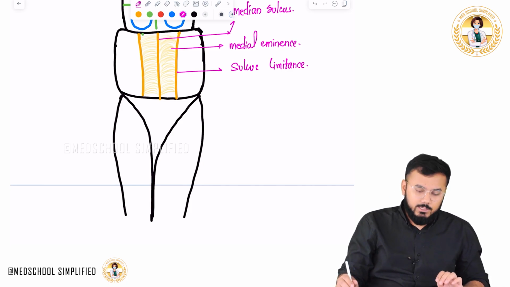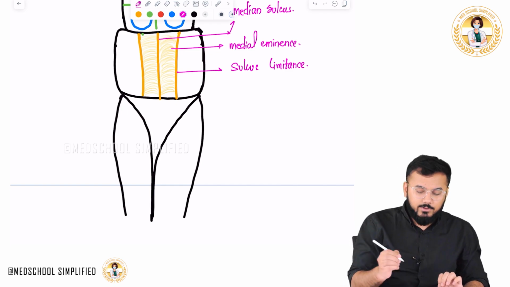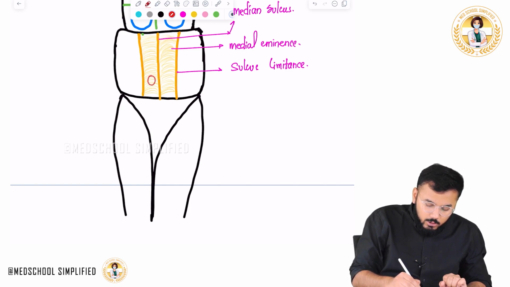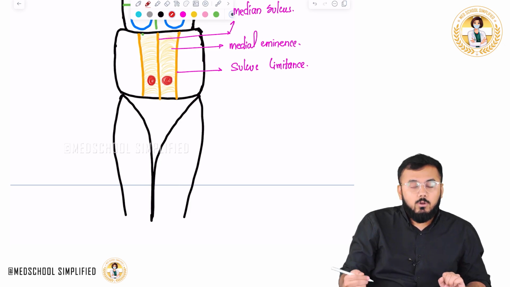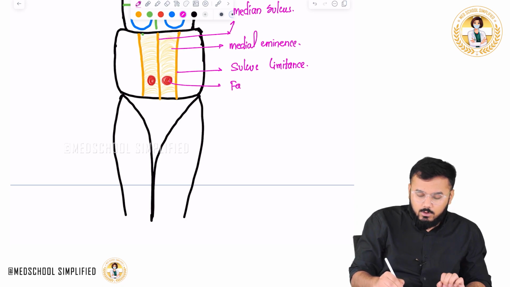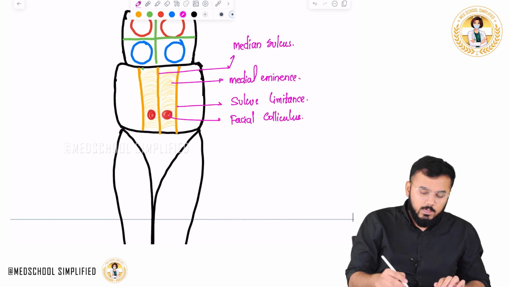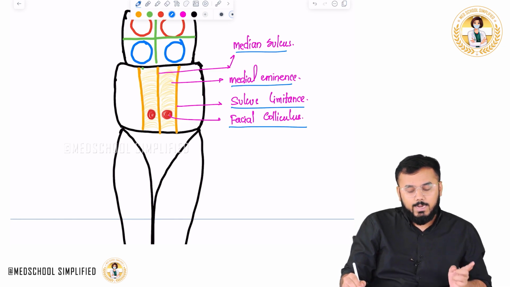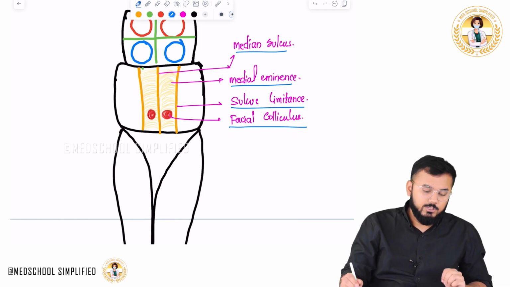Now, next important thing is that on the surface of this medial eminence, in the lower part, you have got two important bodies like this. These two important bodies are called colliculus. What colliculus? These are called facial colliculus. Okay, so one thing is you have got median sulcus, medial eminence, sulcus limitans, and facial colliculus. One is on the right, one is on the left. Right facial colliculus and left facial colliculus.